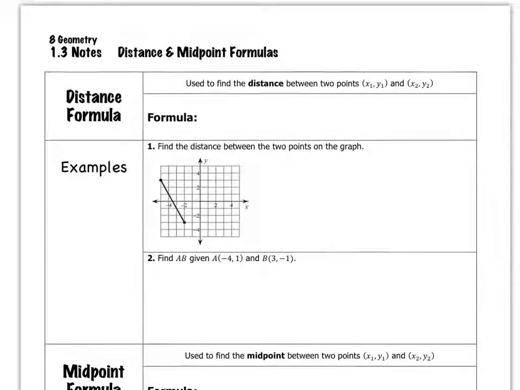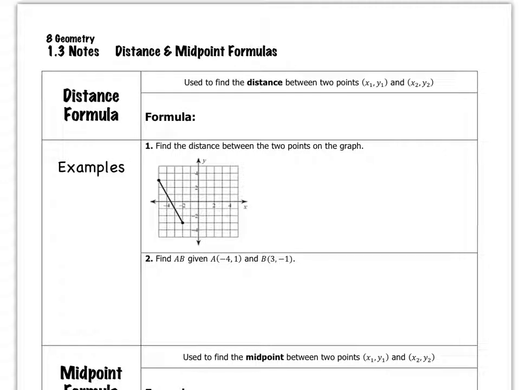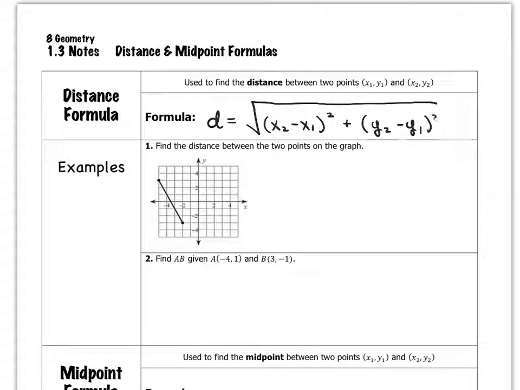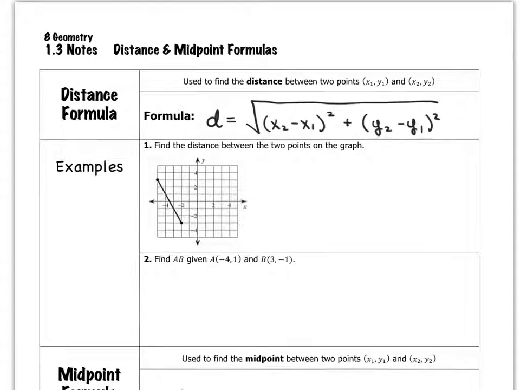The distance formula is exactly what it sounds like. It's used to find the distance between 2 points. We'll call those points x1, y1, and x2, y2. And so the formula looks like this. D for distance equals the square root of the difference between the two x coordinates, so x2 minus x1 squared, plus the difference between the two y coordinates, y2 minus y1, also squared. That looks a little bit more complicated than it really is, I promise. So let's jump down to example 1 and see how this works.